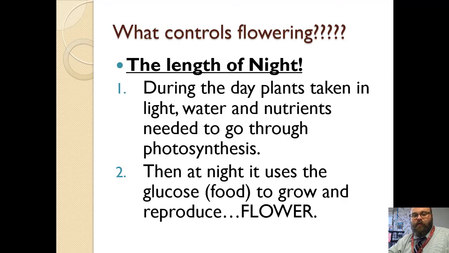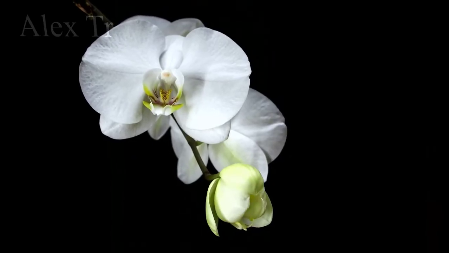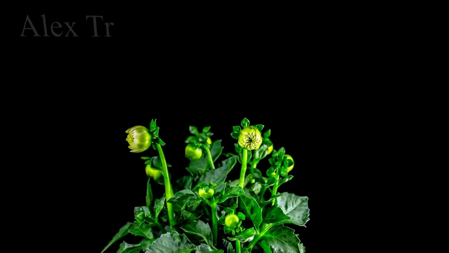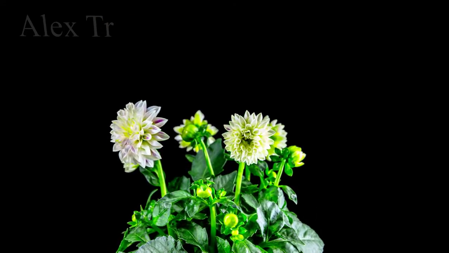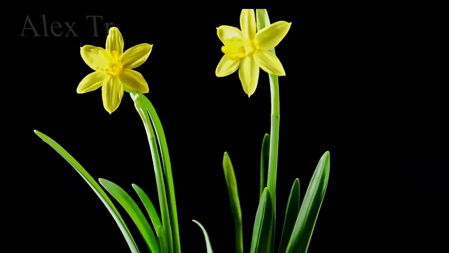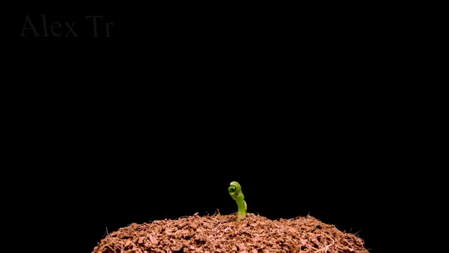What controls flowering? You might notice that at night flowers can close up, and during the daytime flowers open up. So during daytime plants undergo photosynthesis. Because there's sunlight, they're gathering energy and they're turning it into glucose. At night, however, the flowers close in order for those egg cells to reproduce.